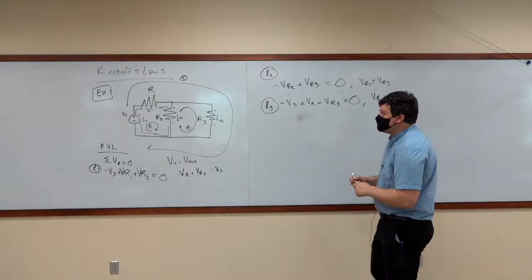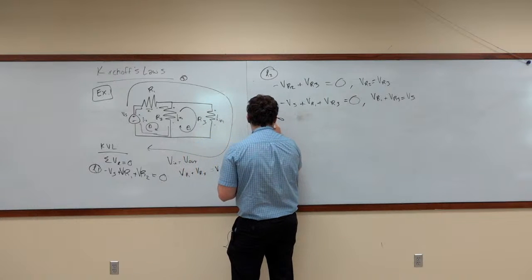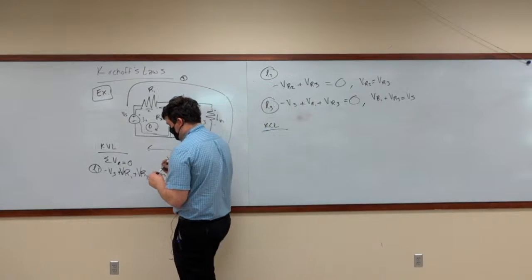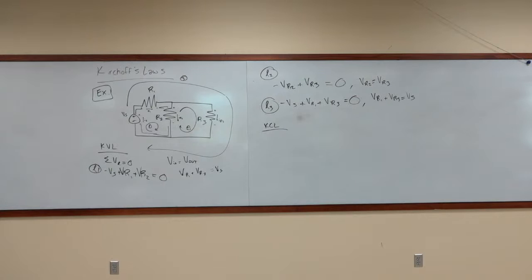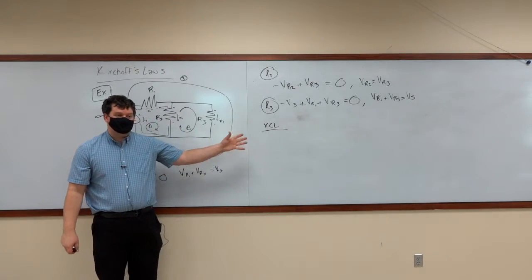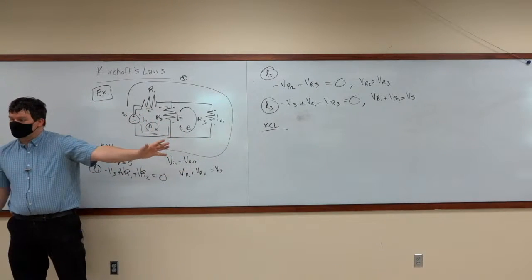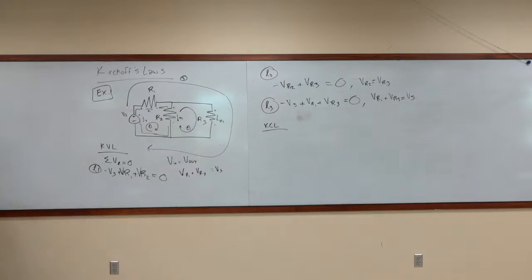Okay, so now let's do KCL. Okay, what is KCL again? Current in equals current out. Okay, so if we have any nodes in this system, the amount of current that goes into that node is equal to the amount of current that goes out of that node. We don't lose any electrons anywhere in the system. All right, so that means we have to identify nodes.